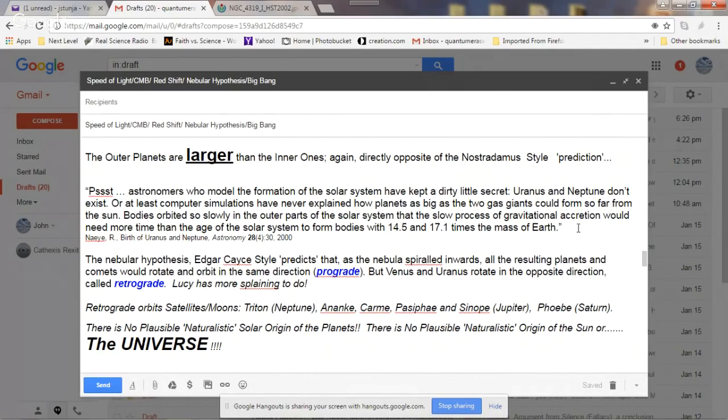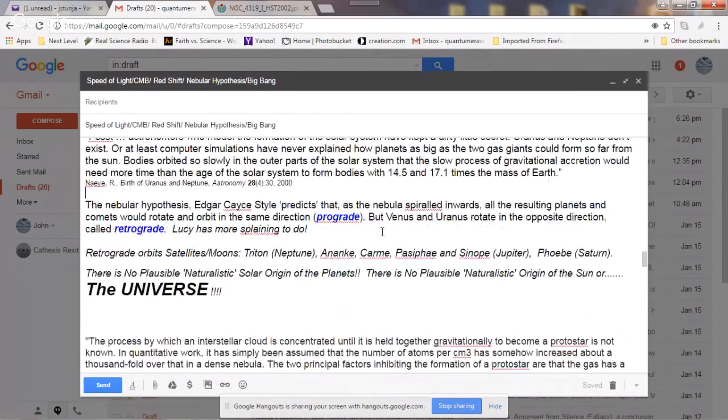Yeah, this is a train wreck. Let's get another train wreck. The Nebular hypothesis, Edgar Cayce style prediction now, is that as the nebula spiraled inwards, all the resulting planets and comets would rotate and orbit in the same direction, prograde. But Venus and Uranus rotate in the opposite direction, called retrograde. See, we got contradictions. We have opposites. Lucy has some more explaining to do.